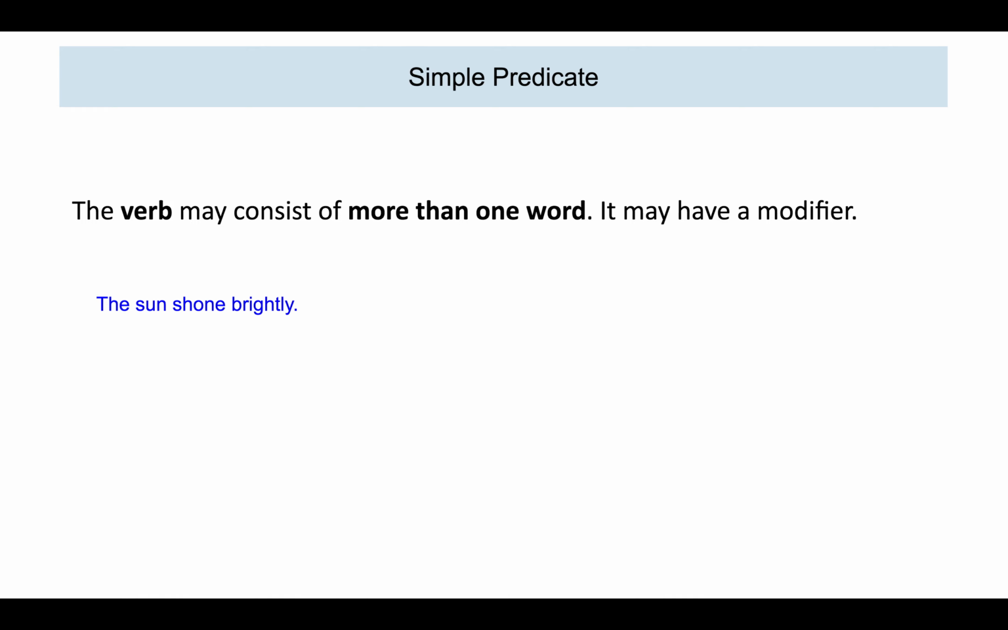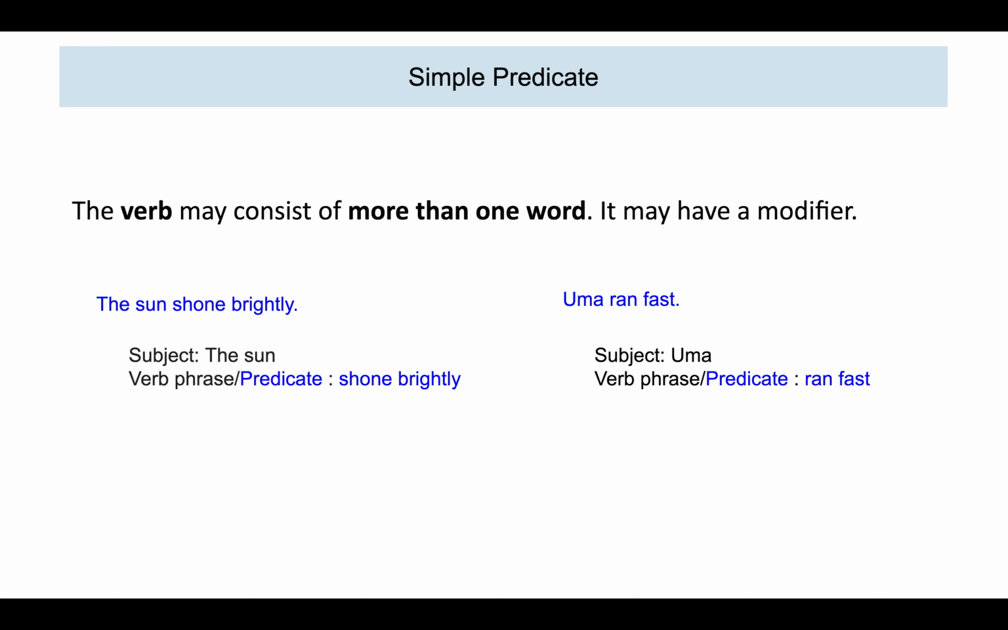But now what has happened? We have described it. How did it shine? It shone brightly. So the verb has become a verb phrase now. Shone brightly, which is the predicate. Uma ran fast. Now Uma ran means the verb is only one word, which is ran. But in this case, it has been described. Ran fast. So we have two words which form part of the predicate. So this is simple predicate.